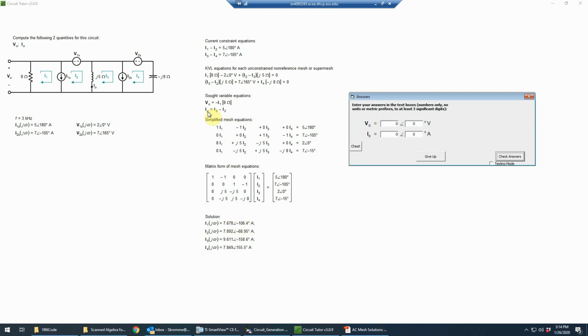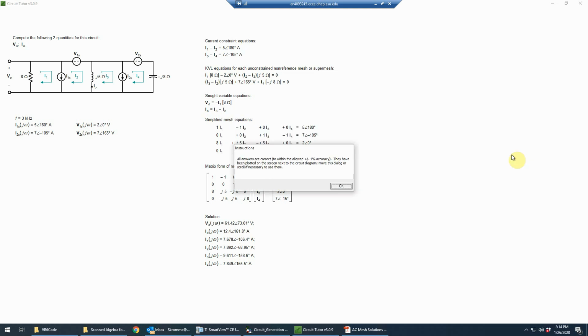And likewise for I naught, there we would just subtract the I3 minus I2. Again, would require, of course, a calculator. In the interest of time, I'm going to skip showing that entered in the calculator. But to give you approximately these values, maybe a little bit off, just rounding, but it'd be approximately that. And then we'll check those answers. And those are correct.